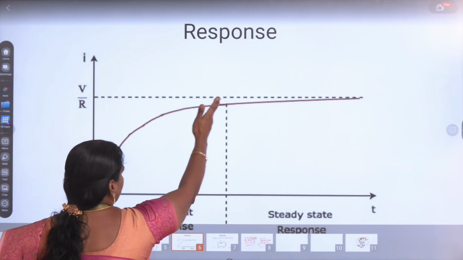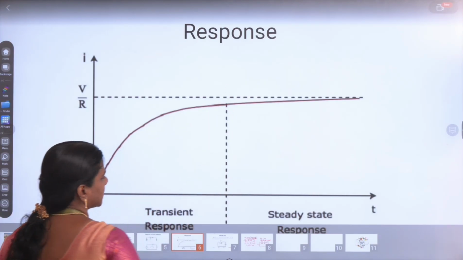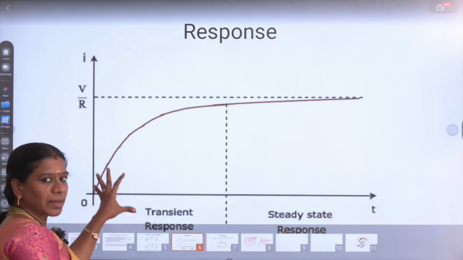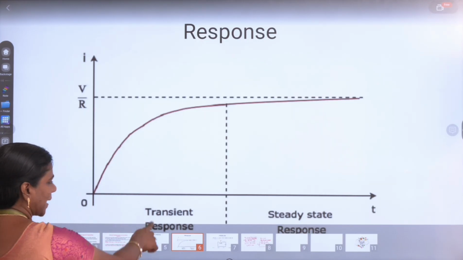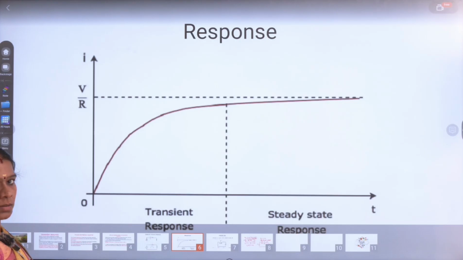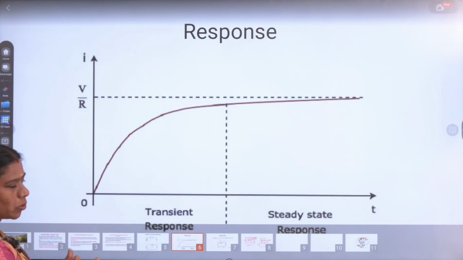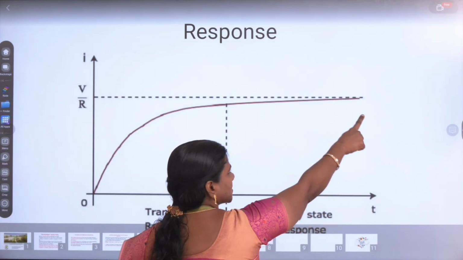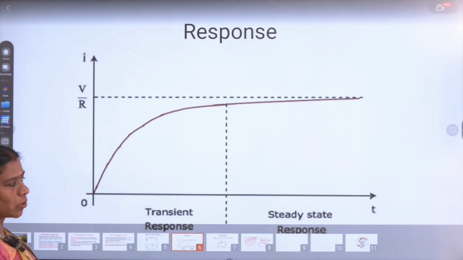So this period, from 0 until reaching the steady state value, is nothing but the transient period, and the current passing through this circuit during the transient period is nothing but the transient response. So like that you can analyze your transient current during the transient period, and here is the steady state condition, where the current reaches the steady state value. So this is the response of our RL circuit. Now we can go for the formula.